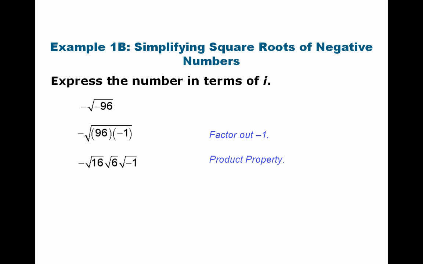For 96, the largest perfect square that we can get out of it is 16. So 16 times 6 is 96. So therefore we could split the square root of 96 into the square root of 16 times the square root of 6, and then the square root of -1 goes at the end. Well, the square root of 16 is 4. We can't simplify the square root of 6 anymore, so we leave that there. And then we have that square root of -1, which equals i. So we would have -4 times the square root of 6 times i. But we always want to write our coefficient in the front, then i, then the radical of whatever is left over.